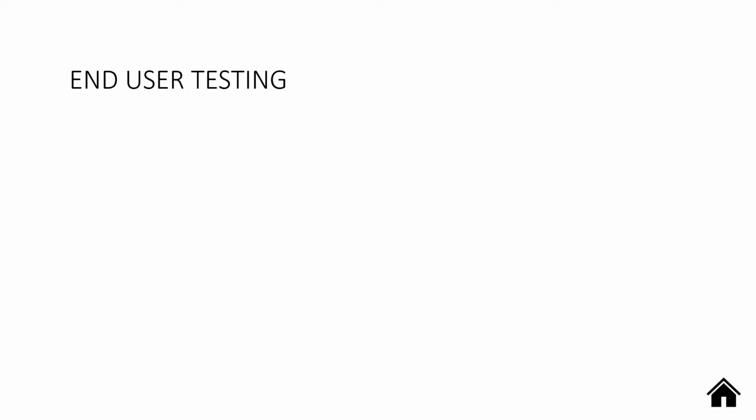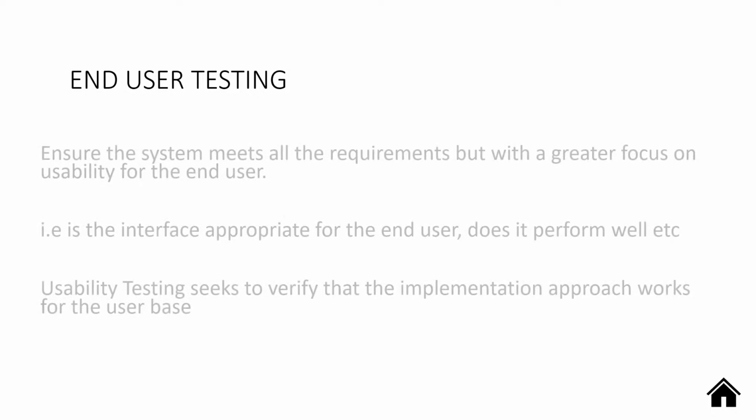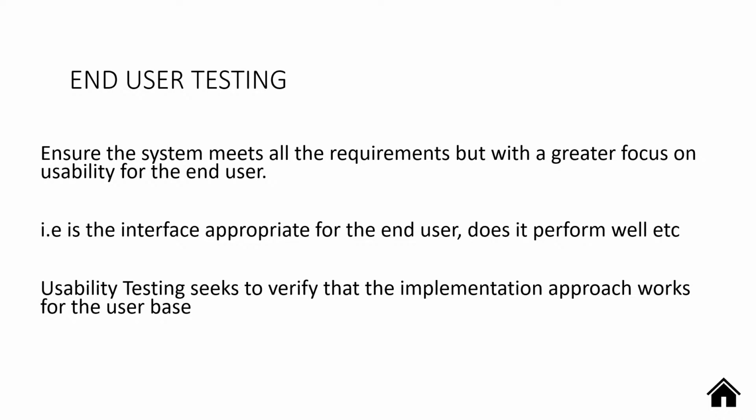Now once you've done those tests, you're at the end of all your testing. You've developed the solution and you're done. So you've got something called end user testing. Have a guess what happens at end user testing. This ensures that the system meets all the requirements, but with a greater focus on usability for the end user. So things like, is the interface appropriate for the end user? Does it perform well? That's where your games go out there, and you see how people react to the game. Do you need a bit more time to change some stuff? What's the general response, etc. Usability testing seeks to verify that the implementation approach works for the user base.